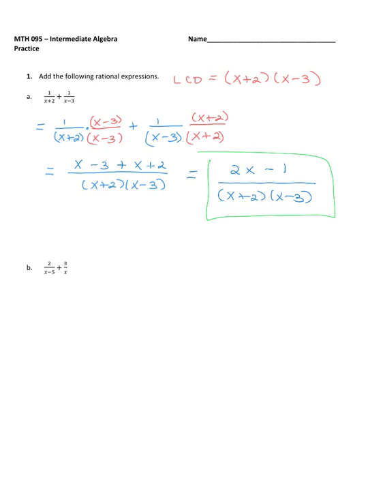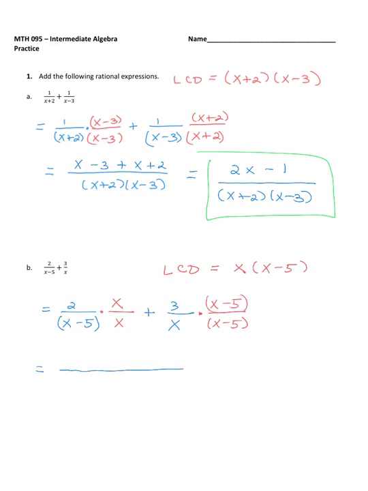Okay, same idea for the second problem here, 1b. I need a least common denominator. And again, both the denominators are completely different. So it's going to be x times x minus 5. Same process. For the first fraction, I need to multiply by x. And for the second fraction, I need to multiply by x minus 5. In doing so, I now have a least common denominator of x times x minus 5.